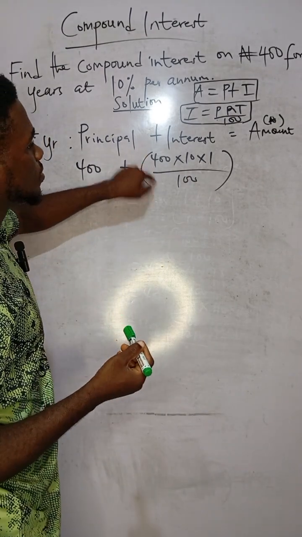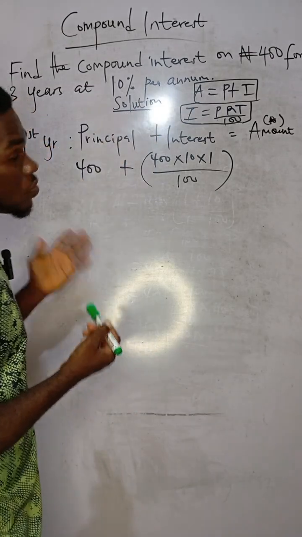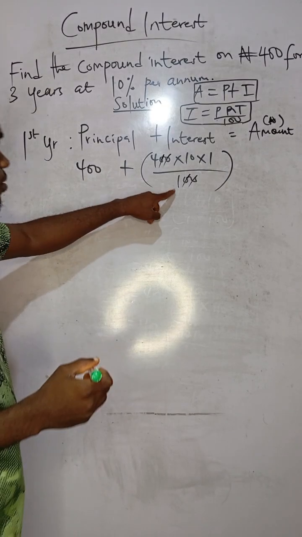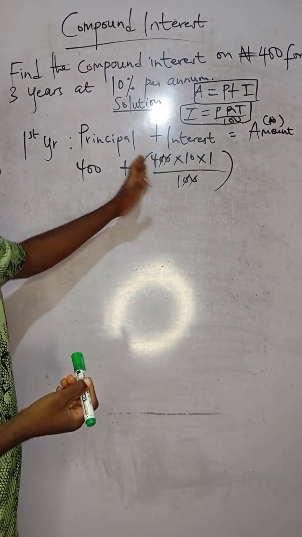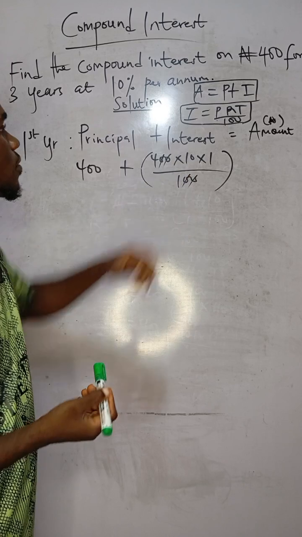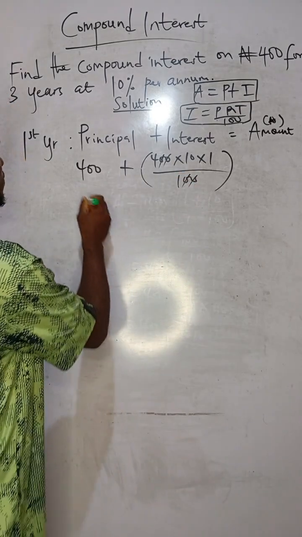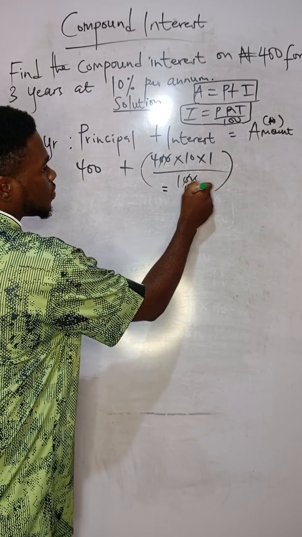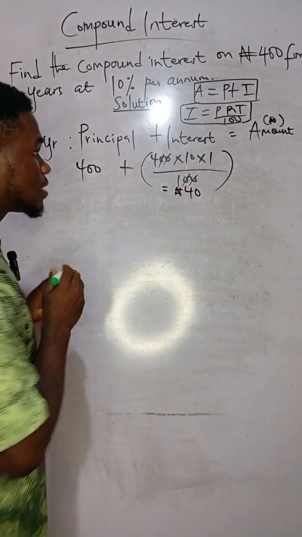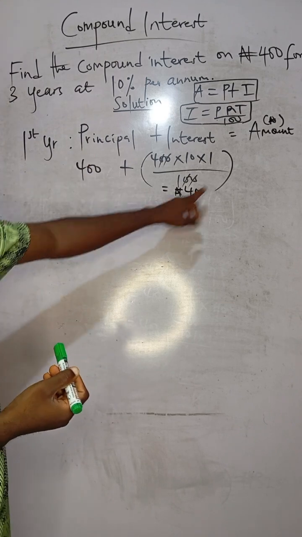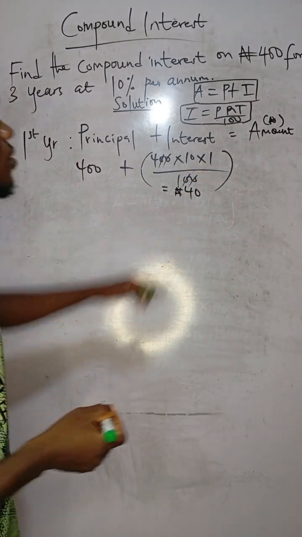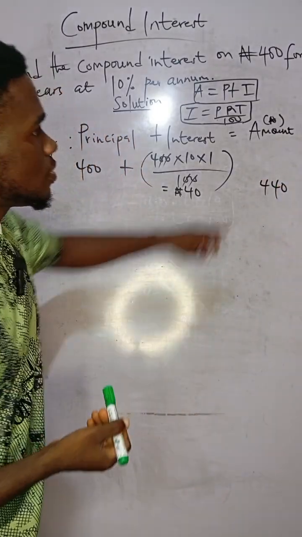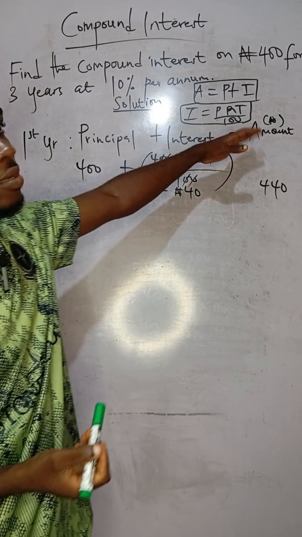Now let's get the interest. Remember that what I did here is from the formula of simple interest. So 0 will cancel 0, 0 will cancel 0. 1 is our denominator here, which doesn't affect the remaining values. So 4 times 10 is 40, times 1 is still 40. So we have 40 naira as our interest. Now the principal plus the interest, 400 plus 40, is going to give us 440. No need for me to write naira again because the amount is already in naira.